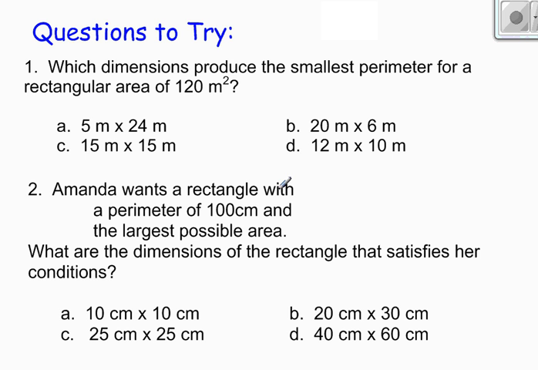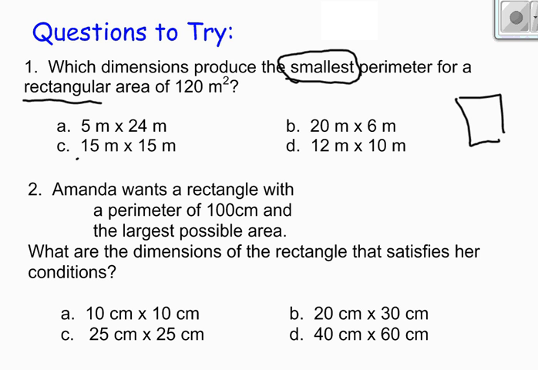So here's some questions to try to see if we kind of get that idea. And I'm just going to warn you, I've thrown a trick right in the first question, just to see if you're thinking. Here's what it says. Which dimensions produce the smallest perimeter for a rectangle area of 120 meters squared? Well, obviously, the word smallest is like the word minimal or minimum, and therefore this is an optimization question, and it's about a rectangle. So you know already that you should be thinking about a square. But I warned you there was a trick.